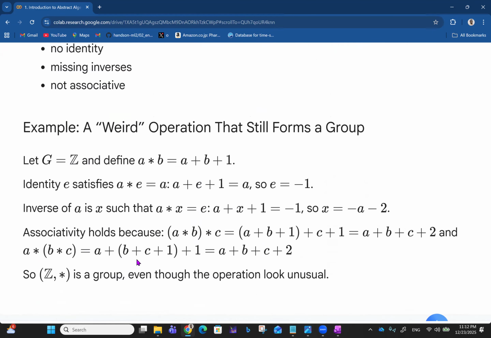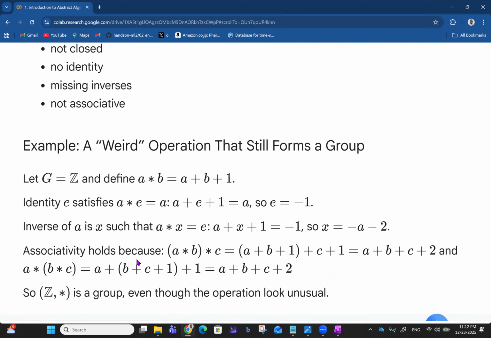Okay, so imagine this now. We have a weird operation that still forms a group. Let G be equal to Z, the set of all integers, and define a star b to be a plus b plus 1. So the identity e satisfies a star e equals a, that is, a plus e plus 1 is equal to a. So in this case, the identity is minus 1.